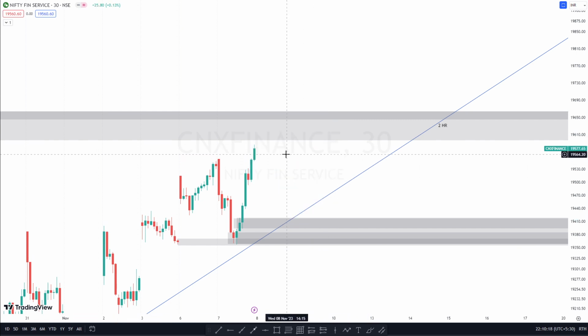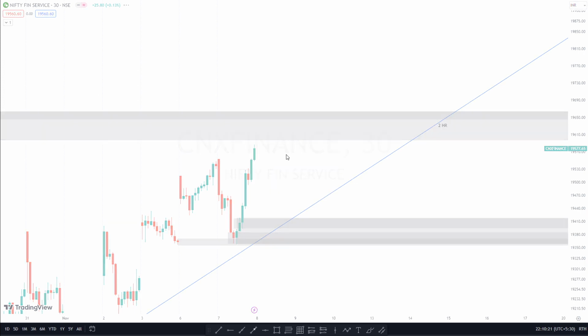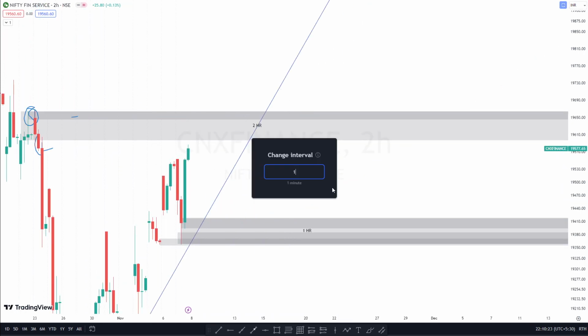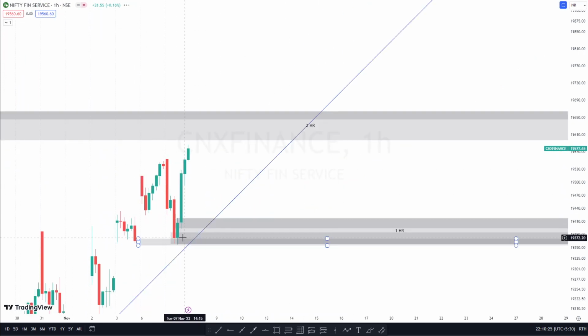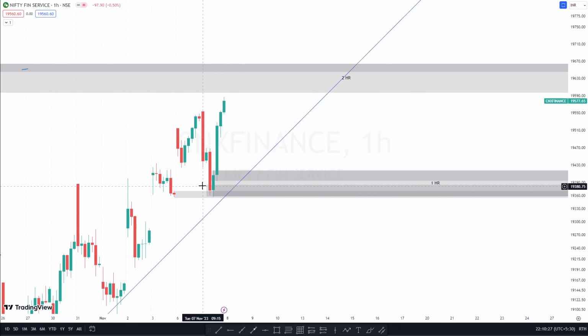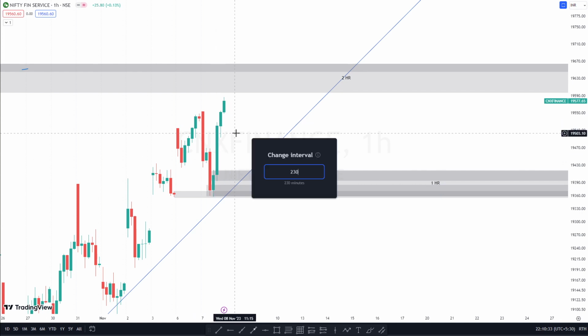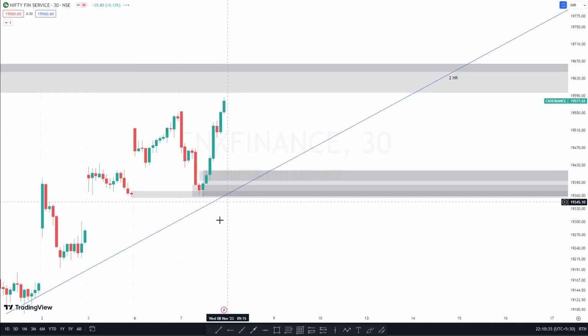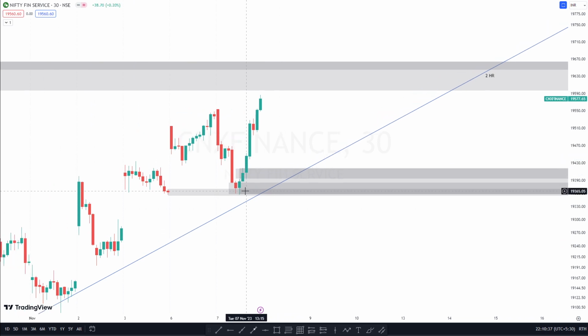And about the demand zone, if I go to the 2 hour time frame or 1 hour time frame, yeah, on the 1 hour time frame the picture is much better. So we have a drop base rally demand zone which is closed above the supply zone as well. So we have good power here. So let's go to the 30 minutes time frame. On the 30 minutes time frame, we have this zone, a drop base rally.